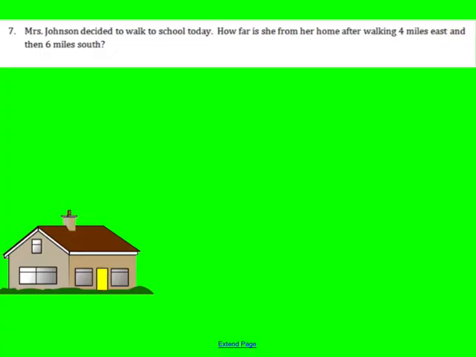Next, let's take a look at number 7. So for number 7, it says that Mrs. Johnson decided to walk to school today. How far is she from her home after walking 4 miles east and 6 miles south? Now remember when we're talking about directions and you switch directly from east to south, you're forming a right angle. So 4, 6. So this is one that, again, I can use the Pythagorean theorem on to get that distance.